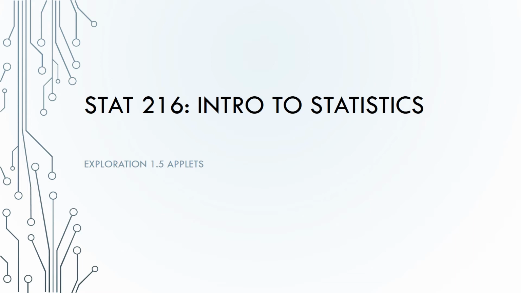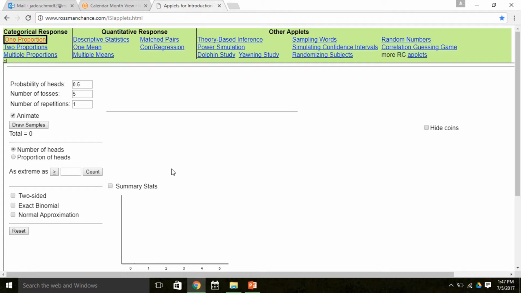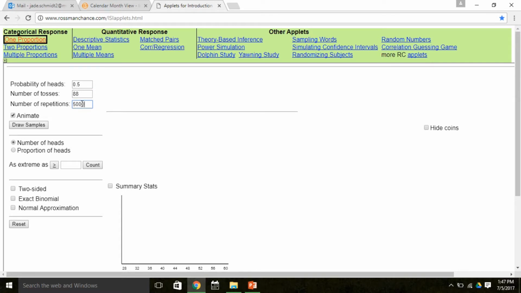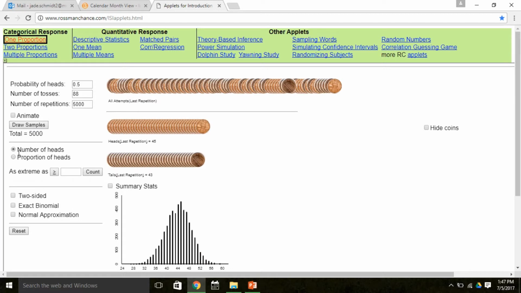The following slideshow will demonstrate how to use the applets to find the theory-based p-value in two different ways. Here we are in the one proportion applet, just like normal. Our null hypothesis in Exploration 1.5 was that half of people would pick heads. We had 88 people in our sample, and let's go ahead and do 5,000 repetitions. No need to animate, we understand the coin flipping process.